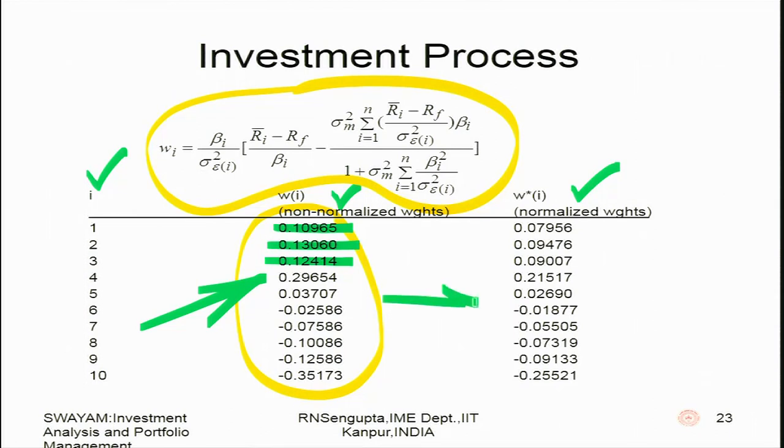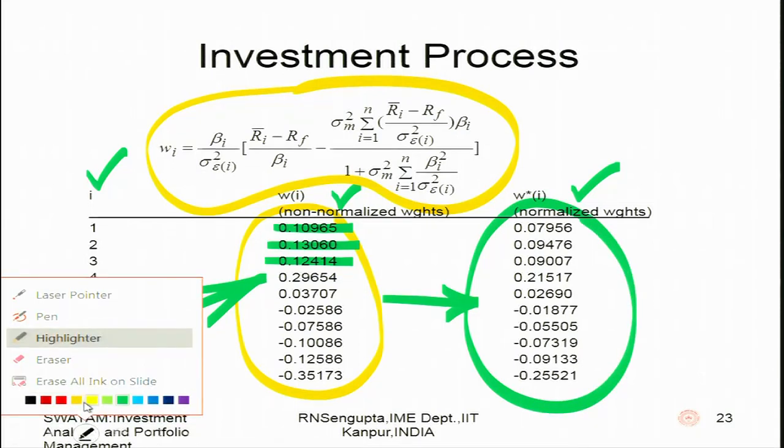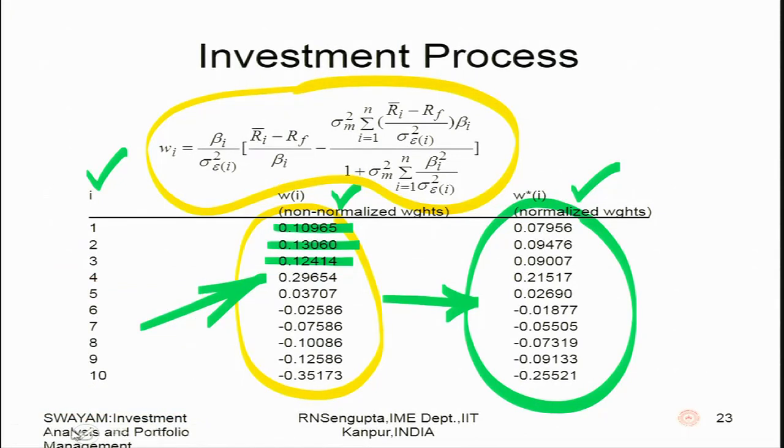Now, as they are converted to the non-normalized weights, a very interesting thing applies. These values, when you solve the problem, I will come to that. The weights have technically changed drastically. If I check the weights, this is 7.9, 9.4 in percent, 9%, 21.5, 2.6, then minus 1.8 till minus 25.5. The minus values continue to remain from the 6th to the 10th, but the values have changed drastically. Again, if you add up the weights, they do sum up to 1, which is true, but how the weights have been calculated is important.